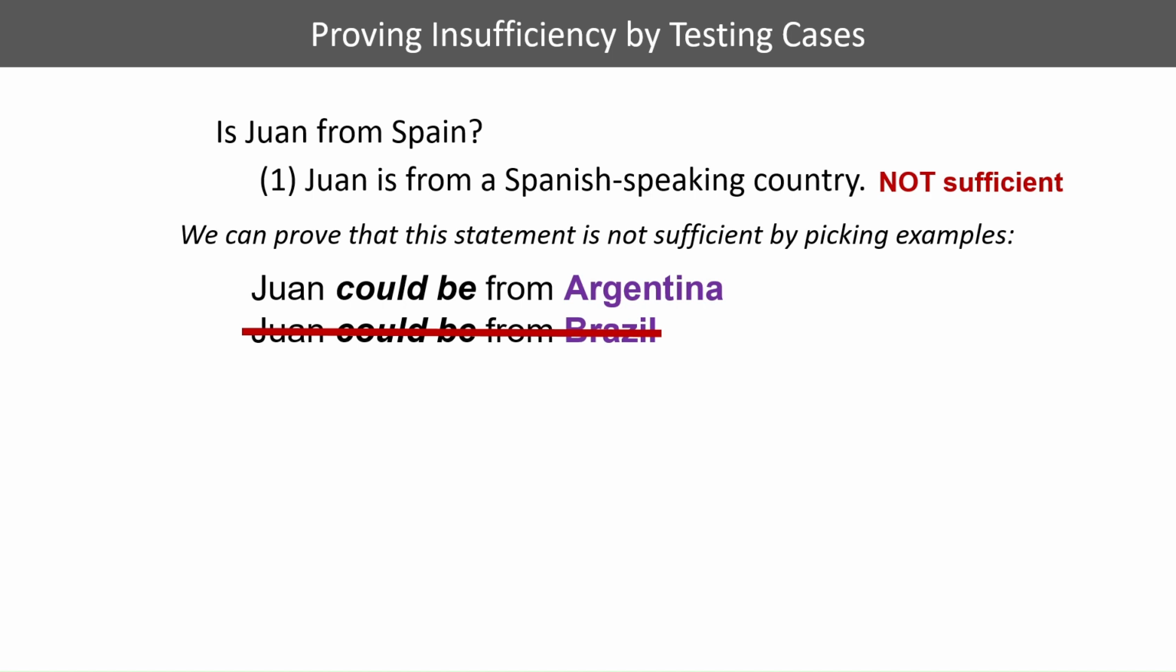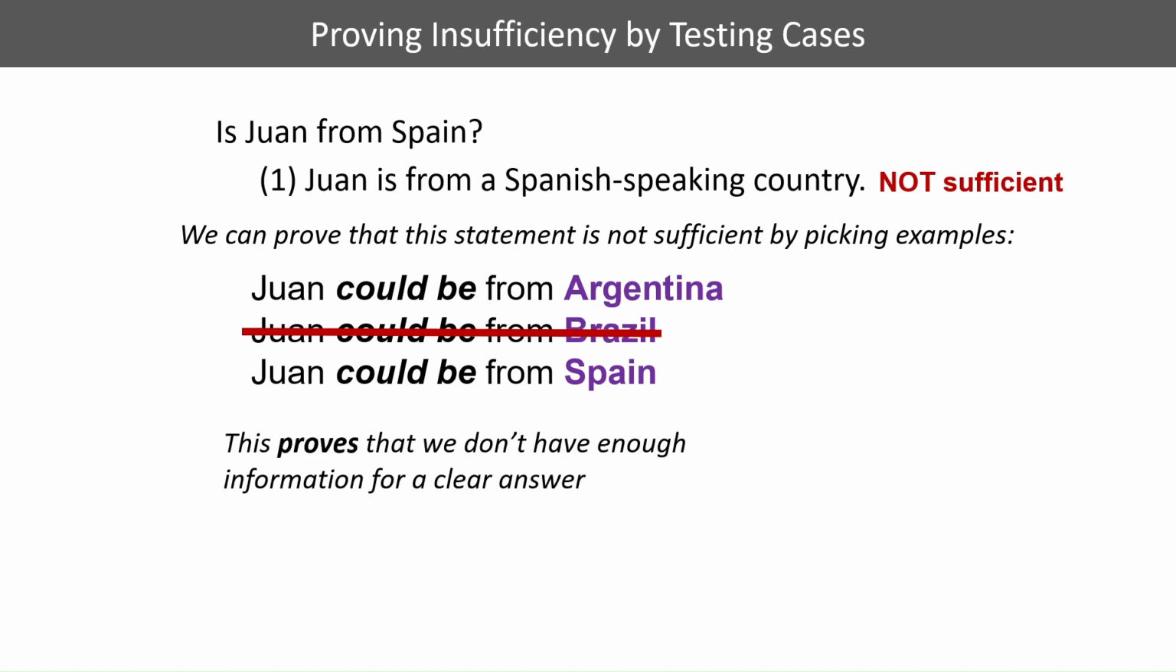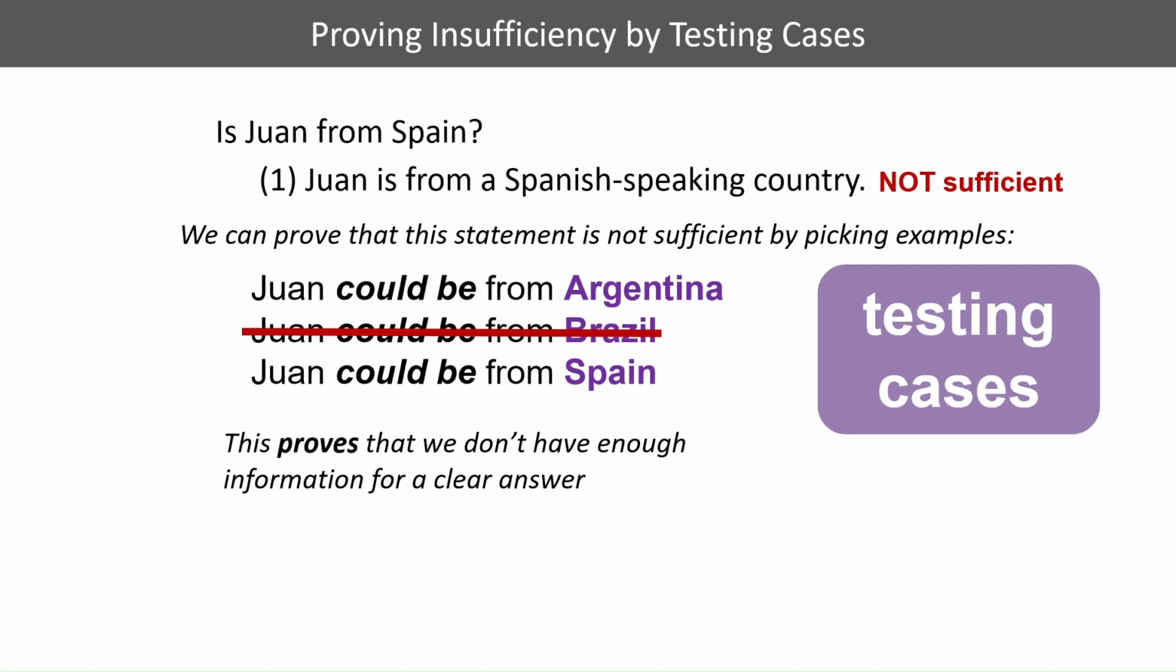But there's another country that's really important to think of. That's Spain. And that's the point. According to this information, Juan could be from Spain, but he could also be from another country, meaning that we don't have a clear answer. These two examples prove that we don't have enough information. This is testing cases. Let's analyze exactly how these examples work.